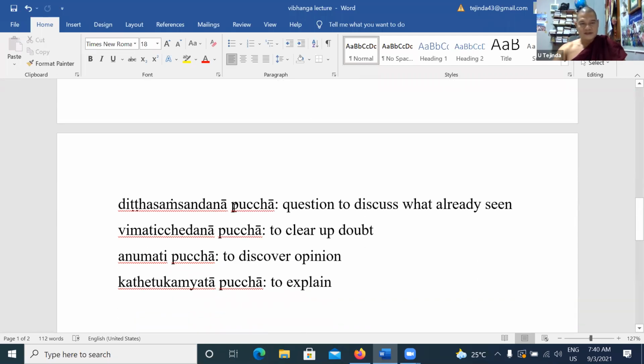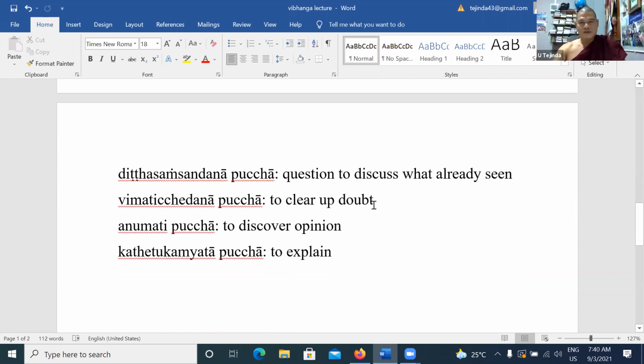The second is Data Sadhana Pucha, a question to discuss what is already seen. We have learned something and we want to discuss it. We already know it, but we want to discuss it further. So we make a question. Such a question is called Data Sadhana Pucha.